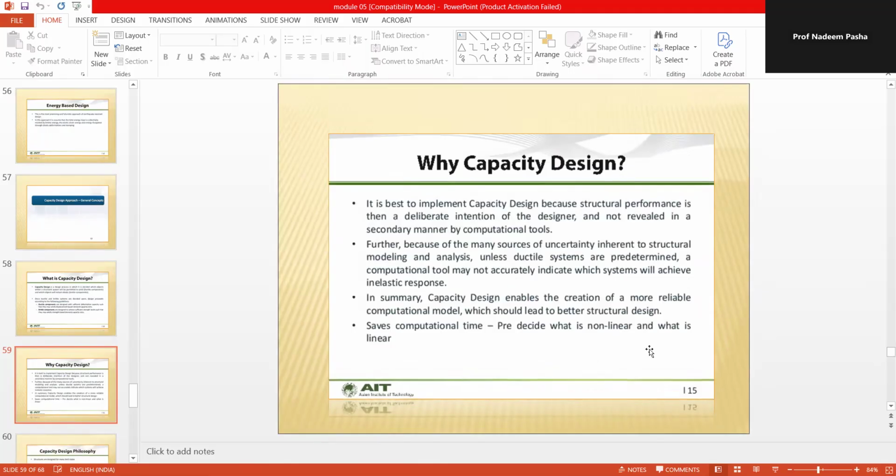Why capacity design? It is best to implement capacity design because yielding of structural elements is then a deliberate intention of the designer, not revealed in a secondary manner by a computational tool. Further, because of the many sources of uncertainty inherent to structural modeling and analysis, unless ductile systems are predetermined, a computational tool may not accurately indicate which system will achieve inelastic response. In summary, capacity design enables the creation of a more reliable computational model, which should lead to better structural design. It saves computational time, as we pre-decide what is linear and what is non-linear.